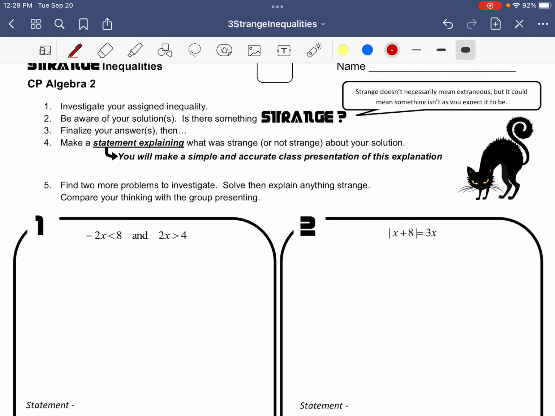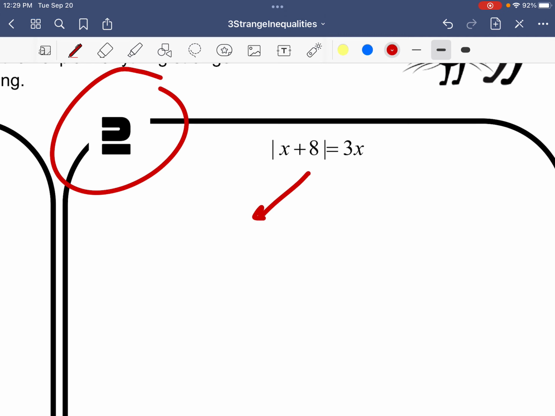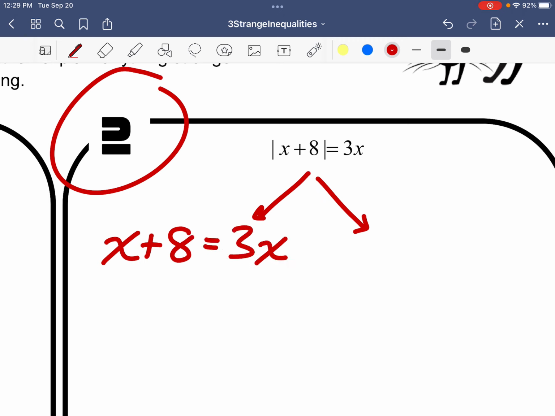So here, let's pretend we're in group 2. Okay, it's an absolute value equation. Now, absolute value equations, according to the rules, we will make the absolute value equal the positive, or in other words, the same, and we'll make the absolute value equal the negative, or the opposite. So we do split this. We get two equations.